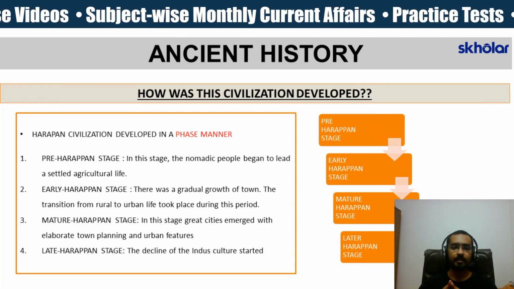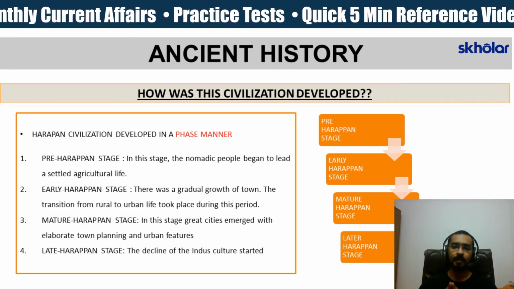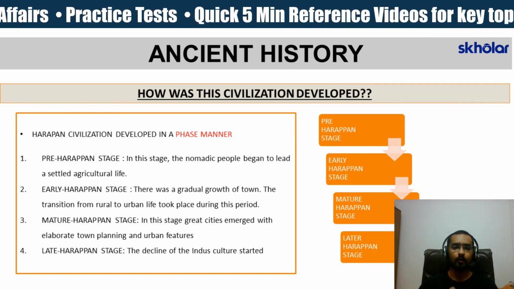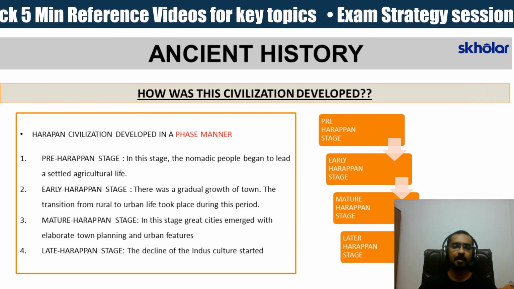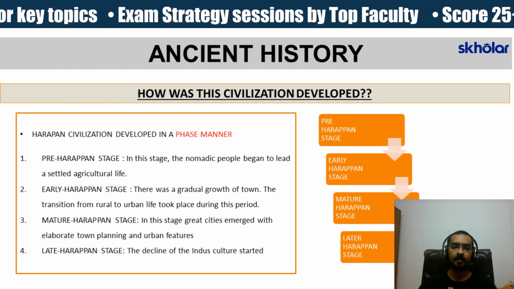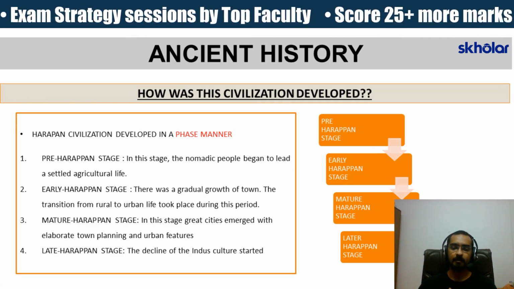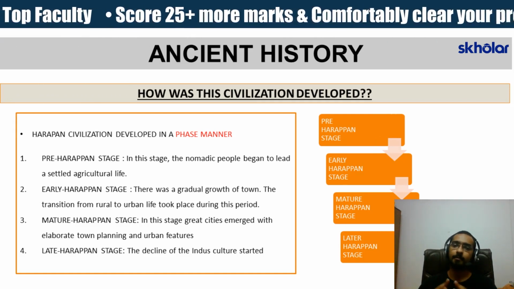So, as I have mentioned earlier, whenever we hear the word agriculture in the prehistoric period or ancient history, we attribute it to a settled life, because people do not just abandon their land in search of food. Nomads used to roam around in search of food, and when they started practicing agriculture, it gave them a stable source of food. So the nomadic people started living a settled life in the pre-Harappan stage.